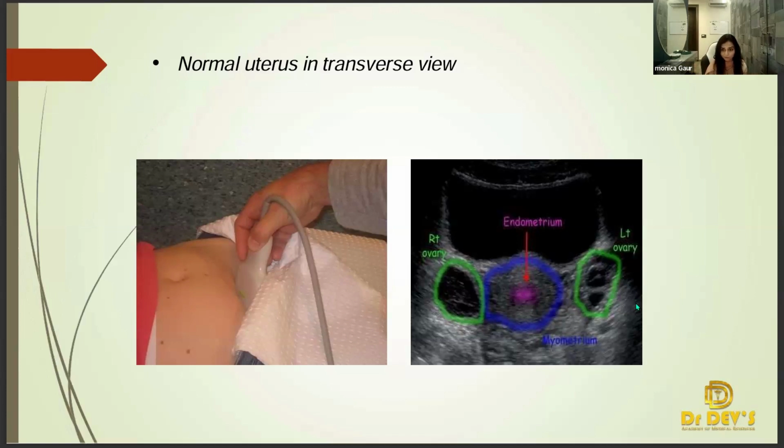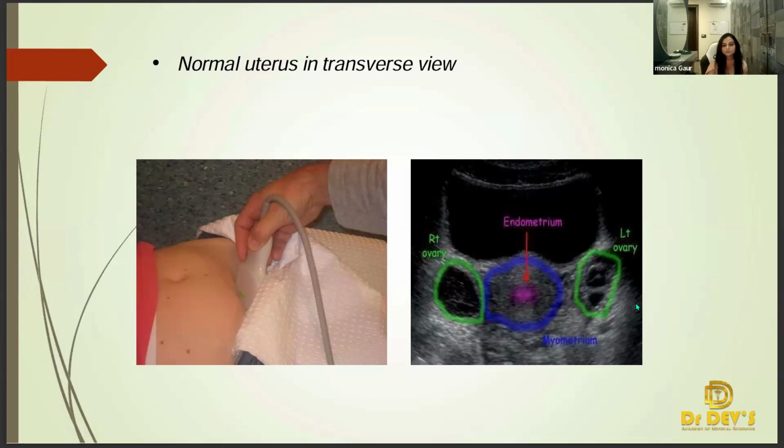In 80% of the cases, this will not happen. We have to move the probe to see the ovaries. Otherwise, we won't be able to see such a good picture of ovaries on either side of the uterus. This is a very rare kind of condition.